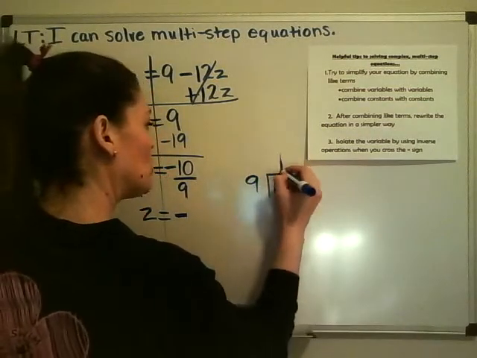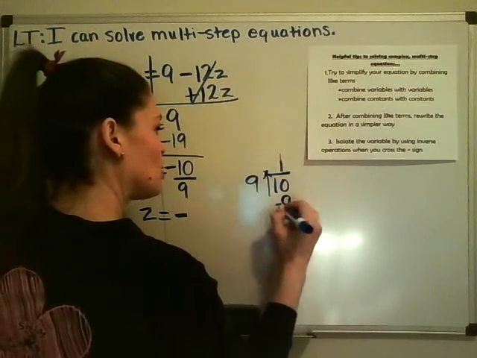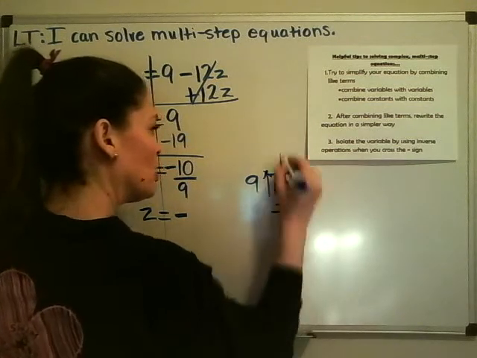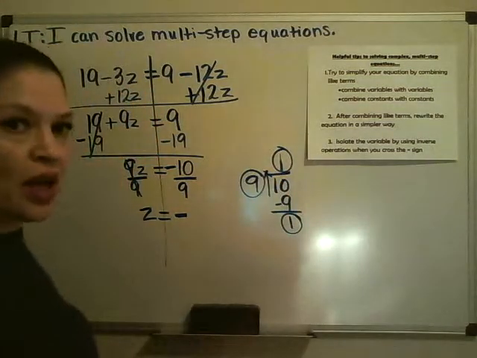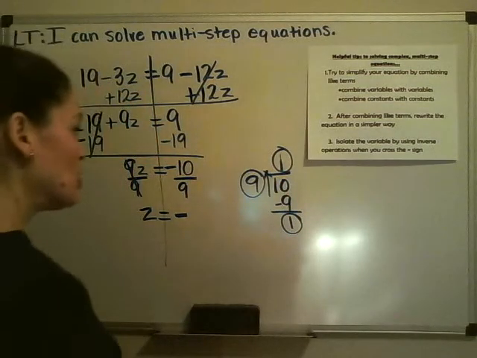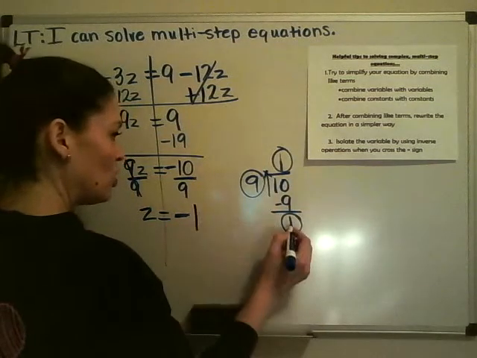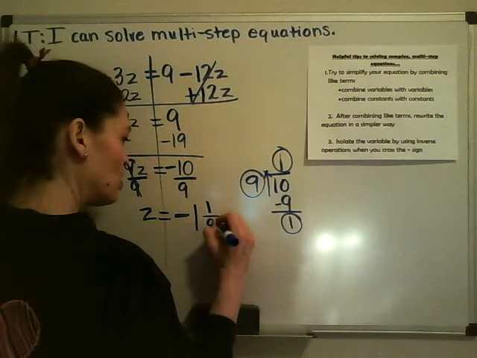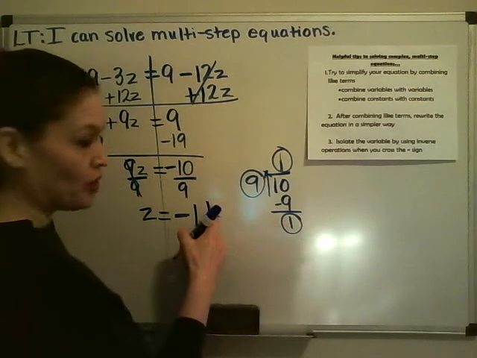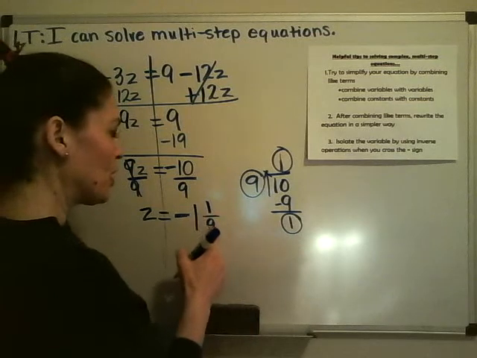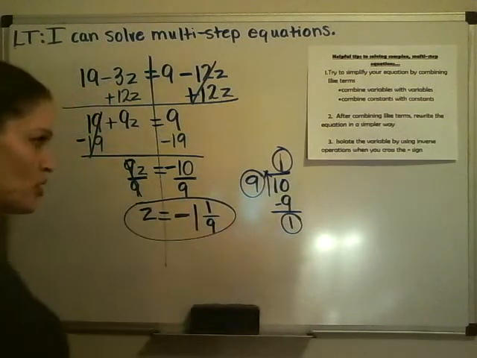9 goes into 10 one time. 1 times 9 is 9. Subtract, you get 1. So now we're going to use these 3 important numbers to create a mixed number. So we have a negative 1 whole and 1 ninth. This is our remainder, which becomes numerator. And we divided everything by 9, so 9 is my denominator. Here is your answer.